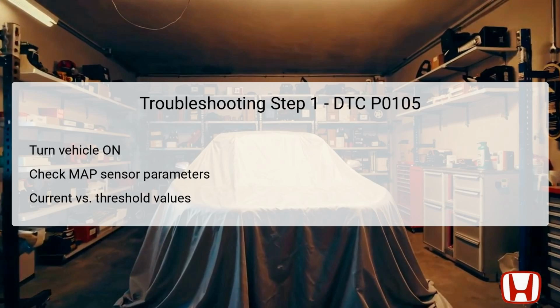The first troubleshooting step involves problem verification by setting the vehicle to on mode, allowing the technician to access the Honda Diagnostic System, HDS, to evaluate the MAP sensor's signal. Begin by checking the MAP sensor's current voltage value against its specified threshold of less than 0.32 volts.